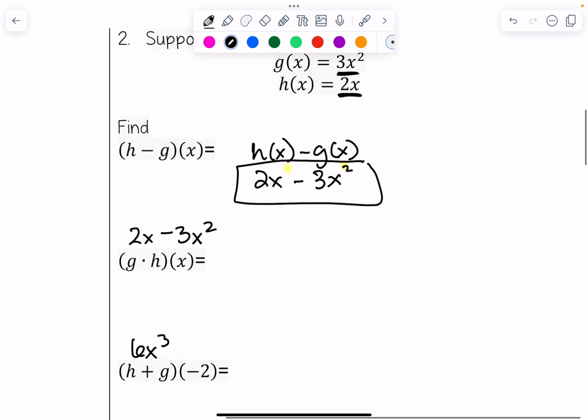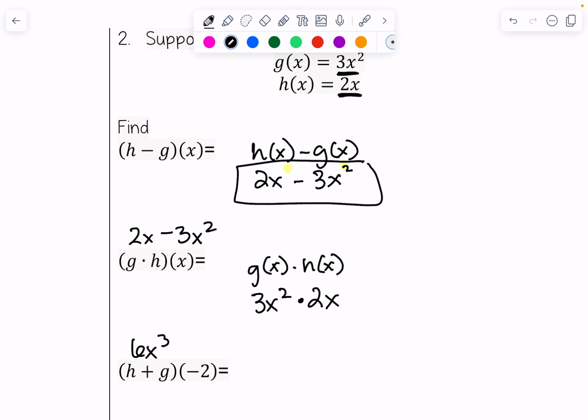Next one, we're going to take g of x and we're going to multiply it to h of x. What's g of x? 3x squared, and we're going to multiply it by 2x. We did a whole chapter on exponents, so this should be pretty simple. This gives us 6x cubed. We add that 1 that's right here that we don't talk about, and we are done there.